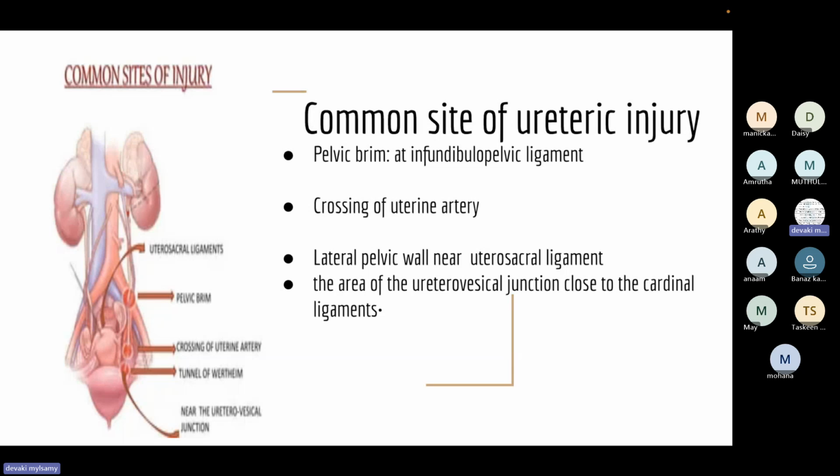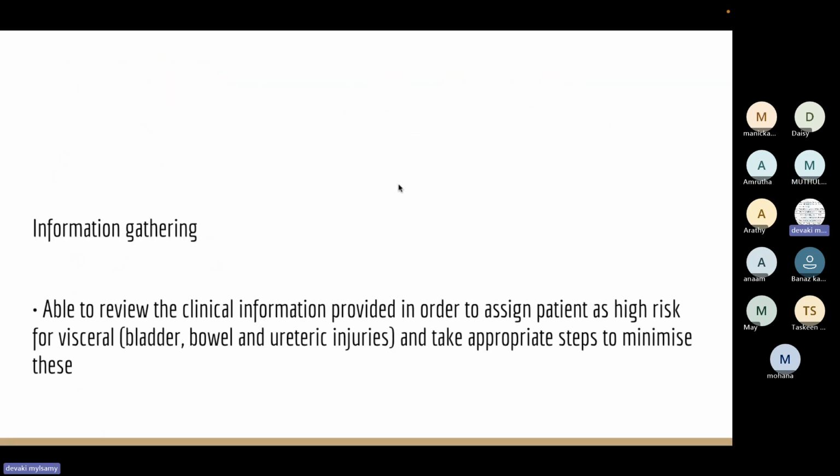So what are the common sites of ureteric injury? This might be a sub question also. If you have done exceptionally well like this time and you have a last 1 minute, this might be another question they might ask you. So, at pelvic brim near infundibulopelvic ligament, crossing of uterine artery, lateral pelvic wall near uterosacral ligament, and area of uterovesical junction closer to cardinal ligament. So these are the 4 points where the chances of injury to the ureter are very high in abdominal hysterectomy. Yes, ma'am. Very nicely done.